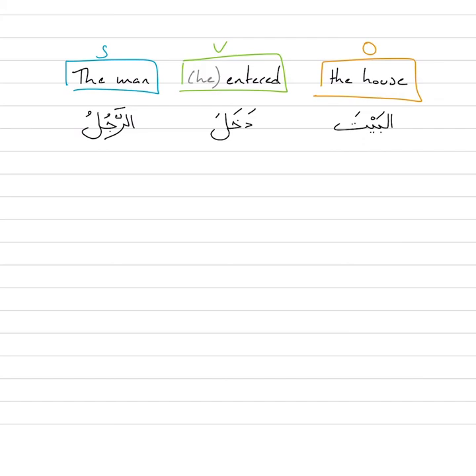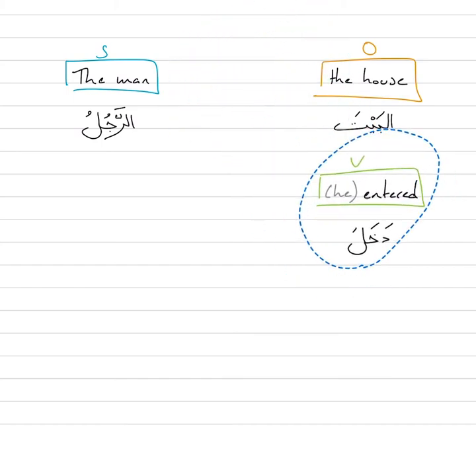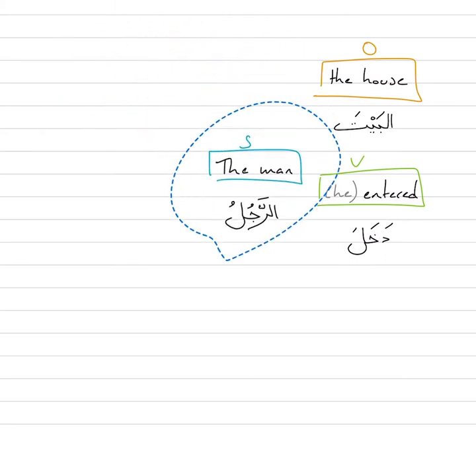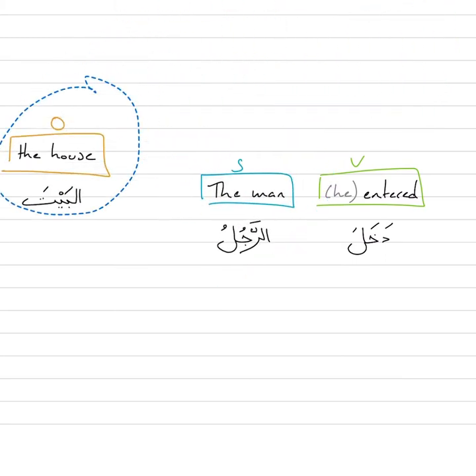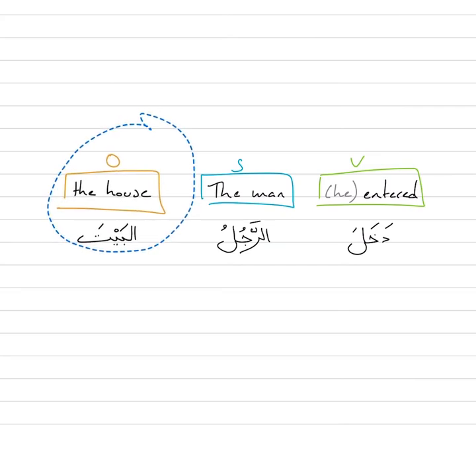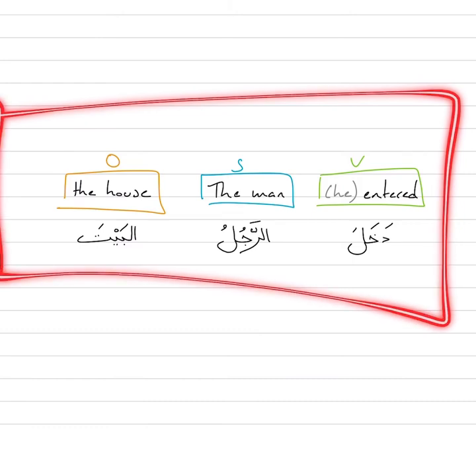In Arabic, the traditional structure of a sentence is that it's the verb which comes first, it's the subject which comes second, and it's the object which comes third. So we would say dakhala rajulul bayta. Yeah? And this is the traditional structure of a sentence.